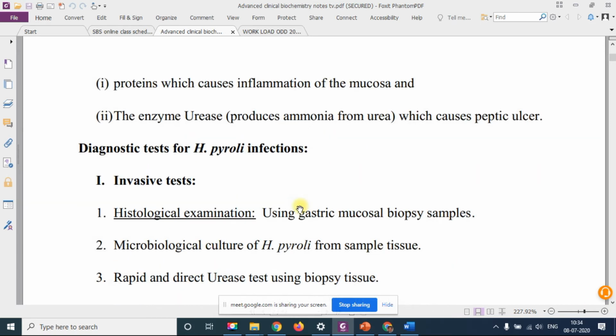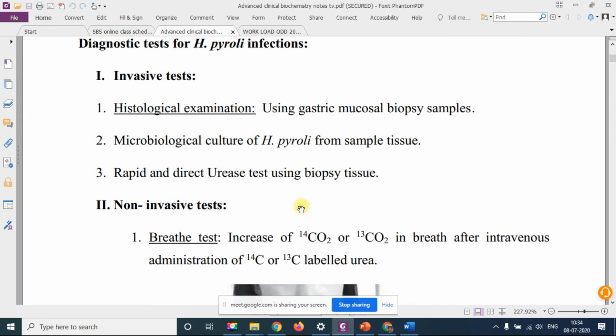So coming to the diagnostic test, we can categorize the diagnostic tests into two different types, invasive type and non-invasive type. Invasive means we have to insert some material, like maybe we can open your mouth, or otherwise the doctor can insert an endoscopic tube. So that endoscopy sensor will go inside, and they will take a small sample of the tissue. That is called a biopsy tissue. This biopsy can be given to the microbiology lab, and they will culture it. Based on that, they can identify the confirmation.